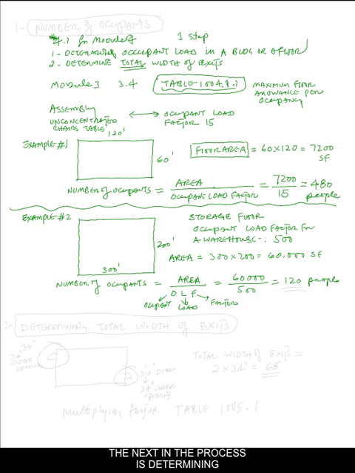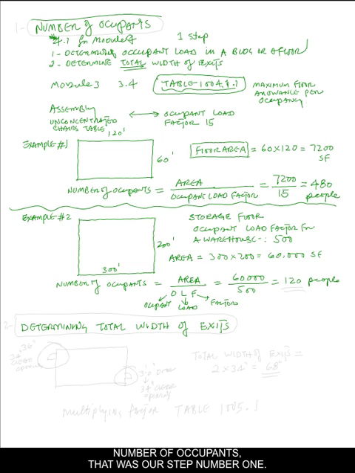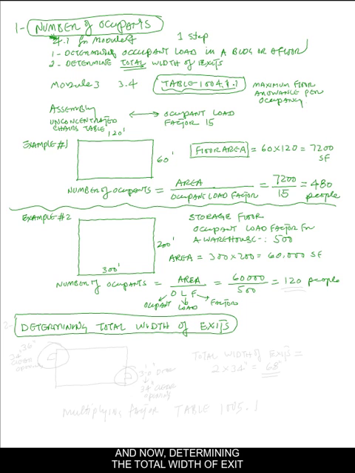The next step in the process is determining the total width of exits. If I were to make a note here, number of occupants was our step number 1, and now determining the total width of exit is step number 2. What do we mean by determining the width of the exit? Let me give you an example.